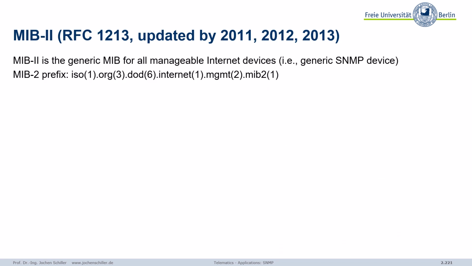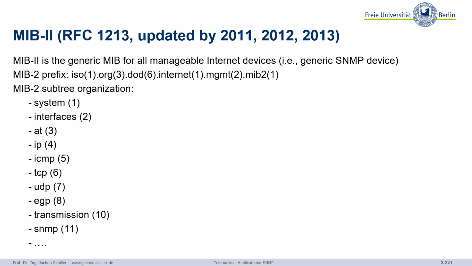So this is how it all started. Pretty soon we had the MIB-II, so newer versions updated by some more RFCs. And version 1 was quite short-lived. And MIB-II is a generic management information base for really many devices in the internet. And so it has a certain prefix. And you see we are already down the tree a bit, ISO, org, and so on and so on. And then the huge MIB-II subtree follows.